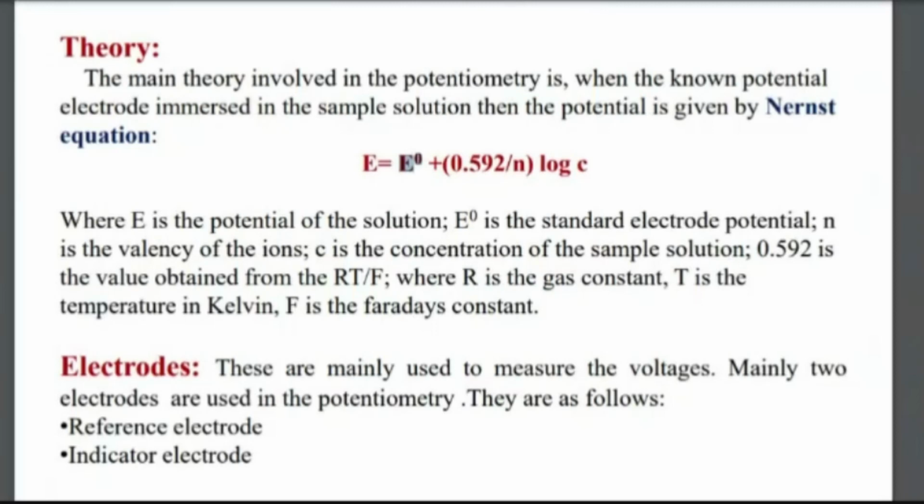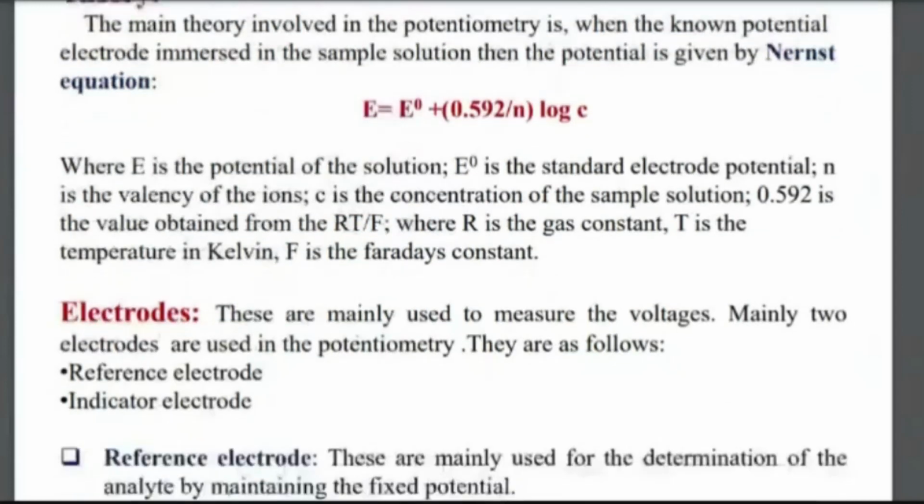Now, n is the valency of the ions, C is the concentration of the sample solution, and 0.592 is RT divided by F. Okay, so actually, if you try to simplify it, it will be RT divided by nF. But R, T and F are constants, so the value becomes 0.592. Now, in RT divided by F, R is the gas constant, T is the absolute temperature, and F is Faraday's constant. Now let's go a little more into the theory part.